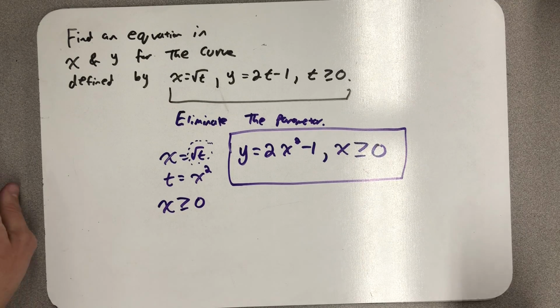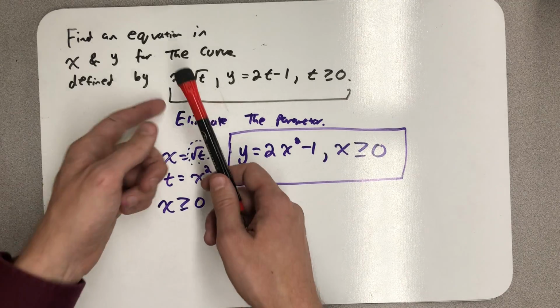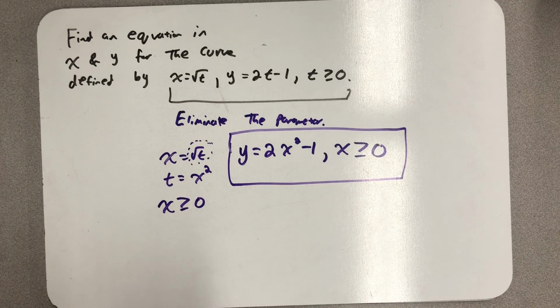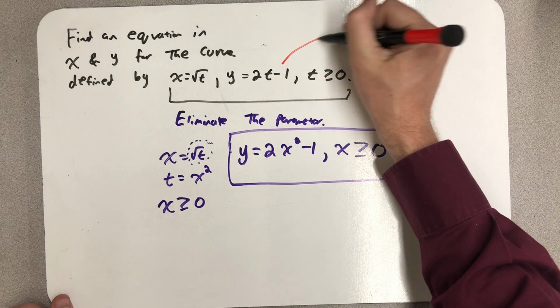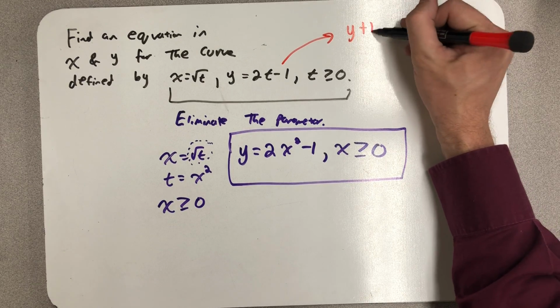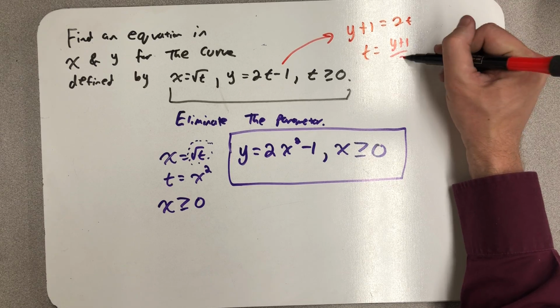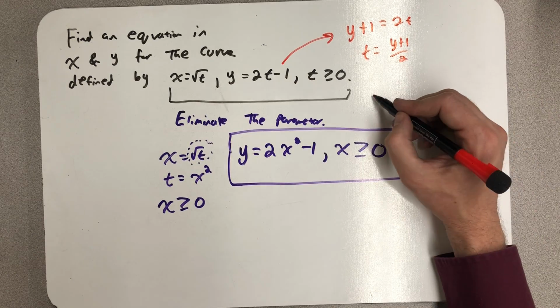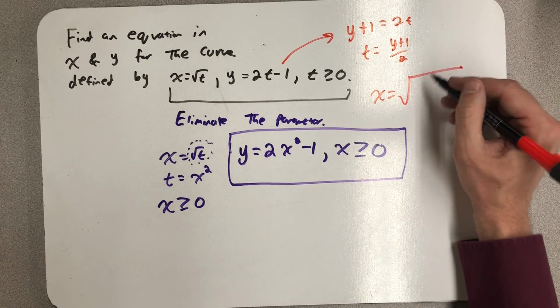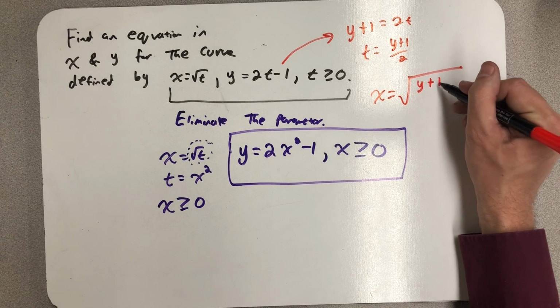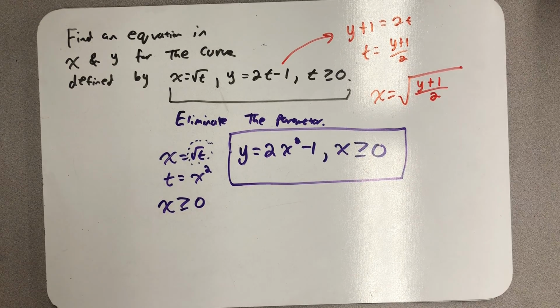All right, well, I have a feeling a number of folks watching the video say, well, that's nice. You solved for t in the x equation. What happens if you do it in the y equation? Well, let's see, I get y plus 1 equals 2t, and t is equal to y plus 1 divided by 2. Substitute that into the other equation, and x is equal to the square root of y plus 1 all over 2. And that is also an equation that works.